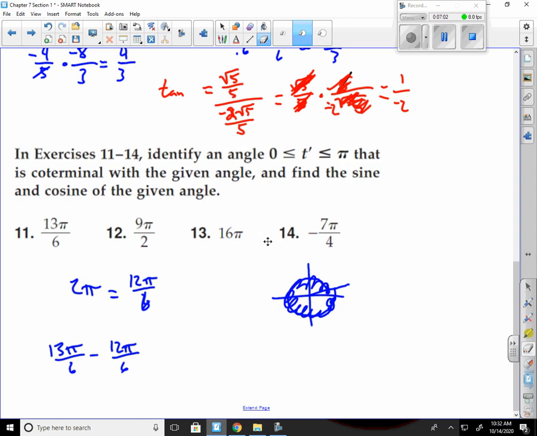It made more sense to erase it, huh? But I'm getting rid of all of that. And all that's left now is this little distance, which is pi over 6.